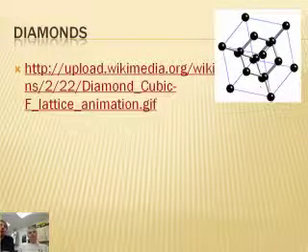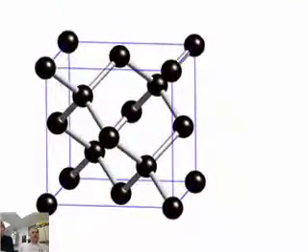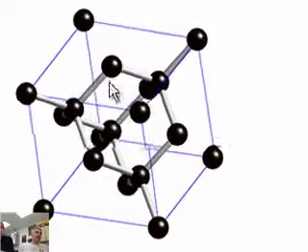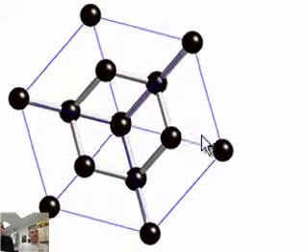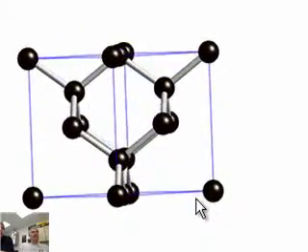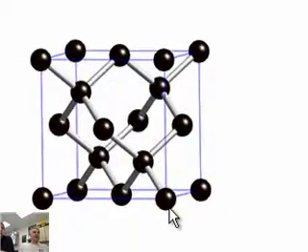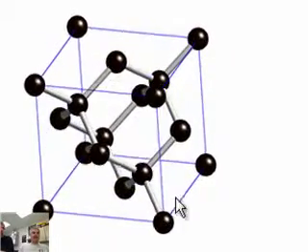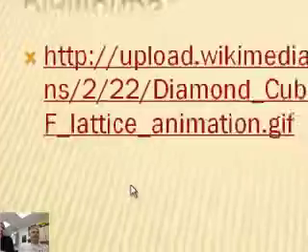Okay, now diamonds are pretty cool. I think this moves if we click on the link here. So here is the crystal of a diamond. They're all in a tetrahedral arrangement. Remember the 109-degree angle, and they go on and on and on. So that's what diamonds look like.